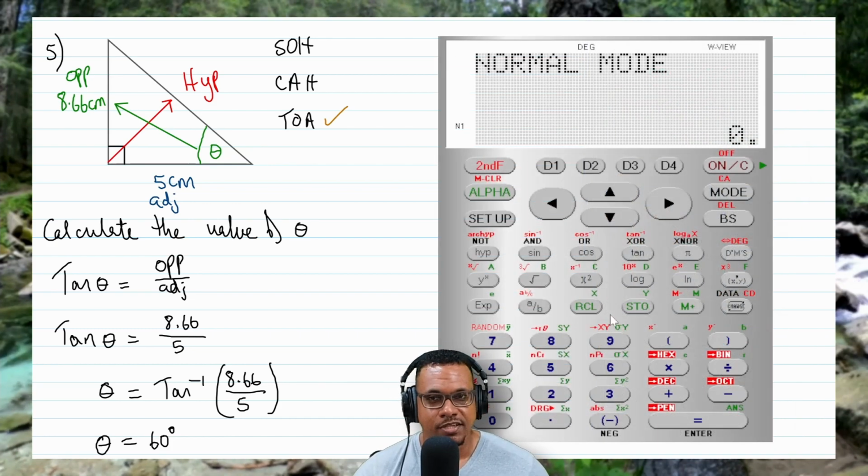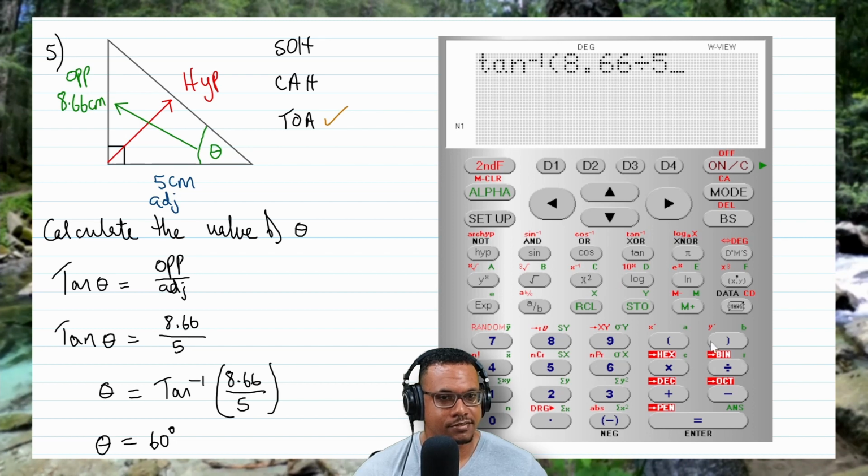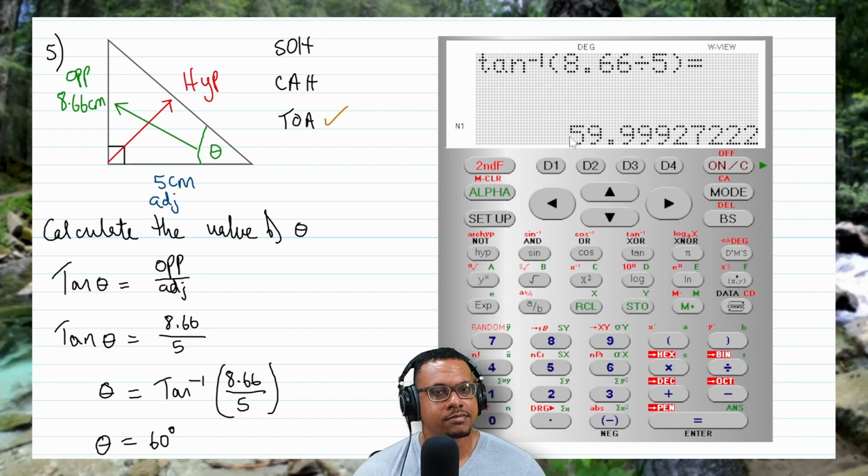And of course, if you were using a calculator with a second function button, we'll press second function first, then tan. We have to open brackets here, so open brackets. Put the 8.66 divided by 5, then close the brackets, press equal, see same thing, 59.999. And notice the calculator is on degrees as well, DEG.